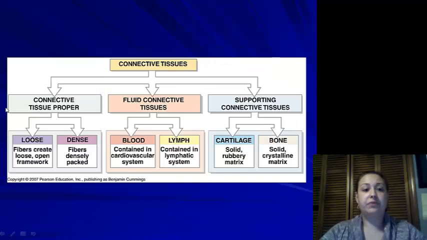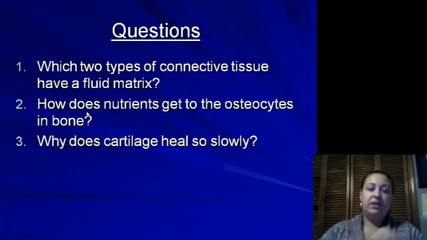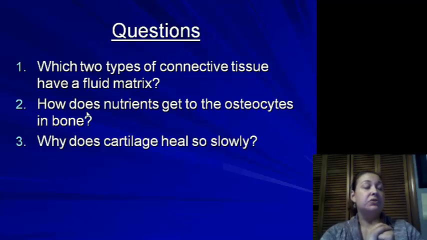So, connective tissue. We have connective tissue proper, which is loose and dense. We have fluid connective tissue, which is blood and lymph. And finally, we have supportive connective tissue, which is cartilage and bone. So, can you tell me what types of connective tissue have a fluid matrix? What were the fluid connective tissues? Blood and lymph.